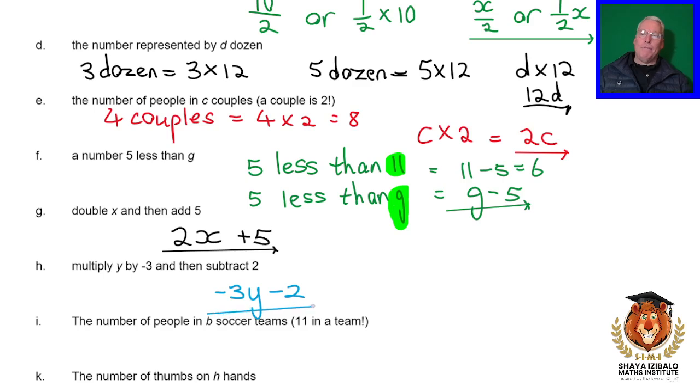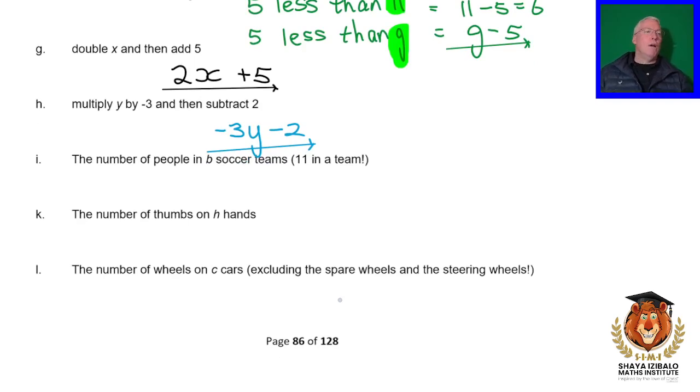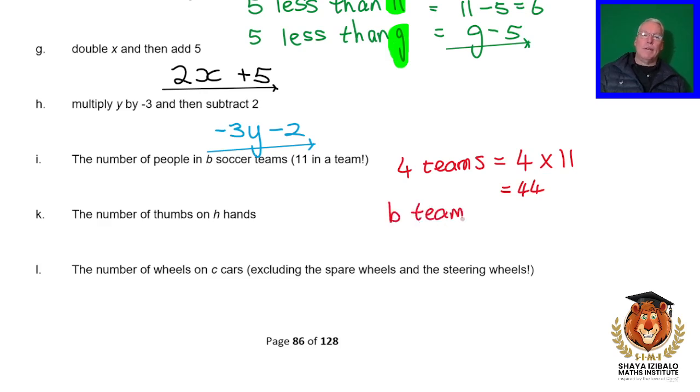The number of people in B soccer teams. Okay, well in one soccer team there are 11. In 4 soccer teams, how many people would there be? 4 teams. We would take our 4 multiplied by 11. Okay, we get 44. So in B teams, we'll take our B and multiply it by 11. And we get 11B. Okay, all right.